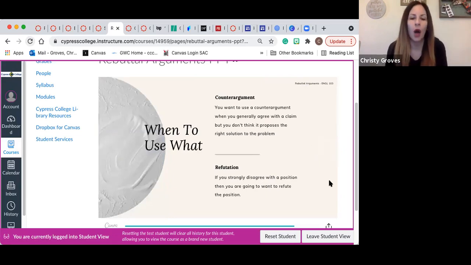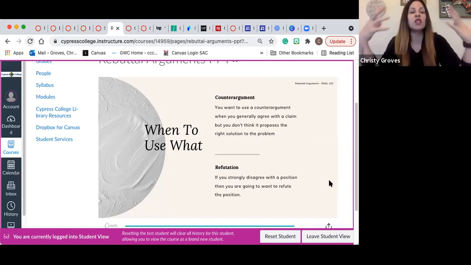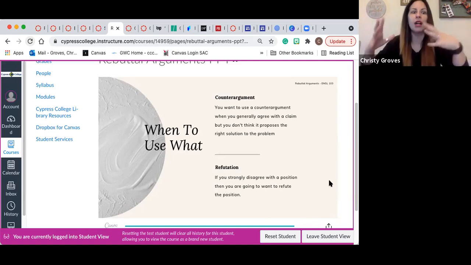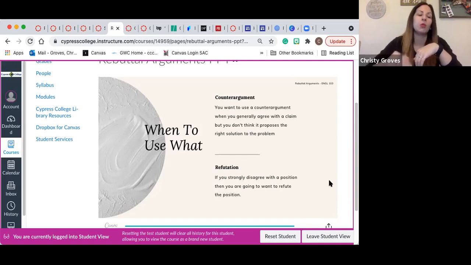So here's when to use what. You would use the counter argument approach when you generally agree with the claim, right? But you don't think it proposes the right solution to the problem. So that's when you would use a counter argument, when you generally agree and acknowledge the legitimacy of the original argument that's presented, but you have alternative consequences that you believe are way higher on the scale of intensity or gravity than the argument they're presenting, okay? You use refutation when you strongly disagree with a position and you are going to want to refute the position. This is when you pick apart someone's argument, okay?